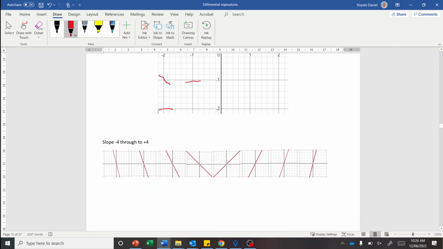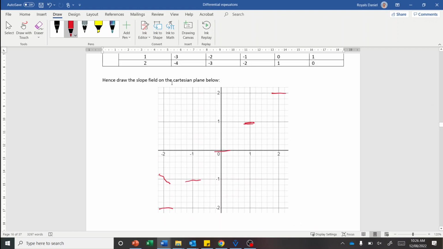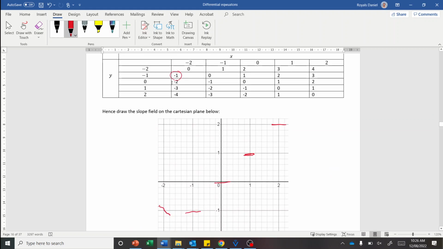All right, and so we're going to use the graph there to help us fill in the slopes at these points. Okay, so the next one, when x is minus 2 and y is 0, the slope is minus 2. So that's going to be negative and a bit steeper again. All right, then we have a slope of minus 3, which is pretty steep, and minus 4, which is even steeper.